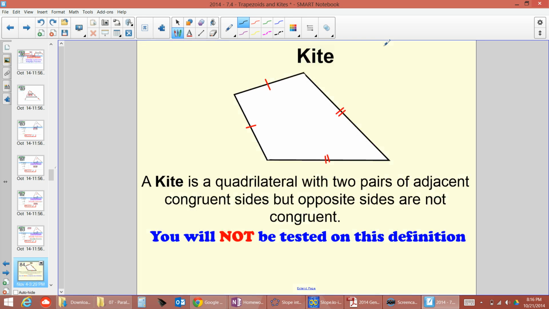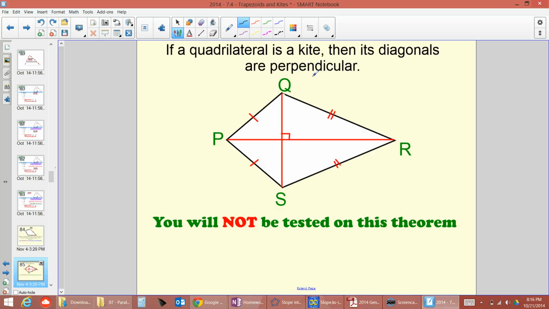Okay, so now we're going on to a kite. A kite, like I said, isn't used very often, but basically it's a quadrilateral with two pairs of adjacent sides that are congruent. Not all four, not opposites, but next to each other. The reason they call it a kite is because it looks like a kite that you would fly in the air. So a kite has some interesting properties.